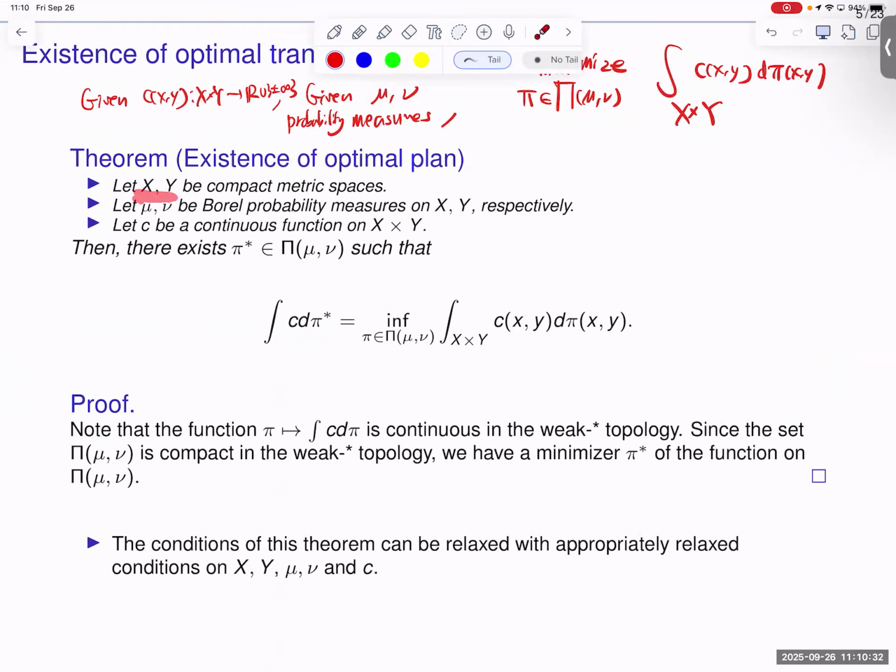Let X and Y be compact metric spaces. Just assume that they are compact spaces, basically. You don't even need metric space, just compact. And then mu and nu, okay, so to say Borel probability measures, you need metric space. But just don't worry about this Borel or metric space. Okay. You have some probability measures.